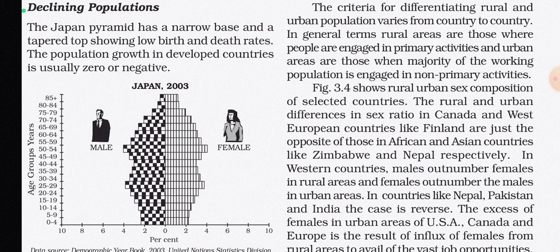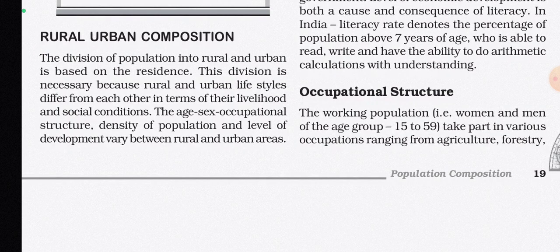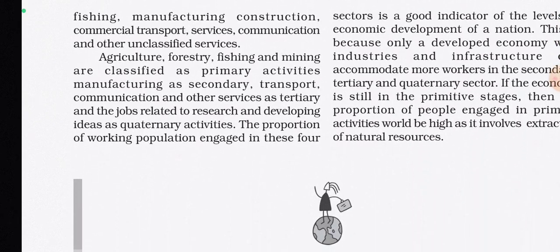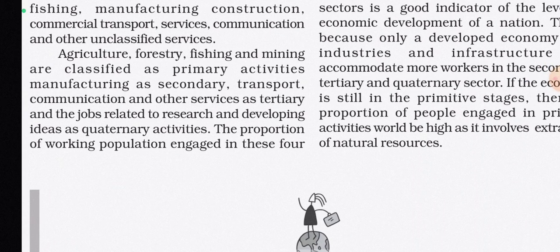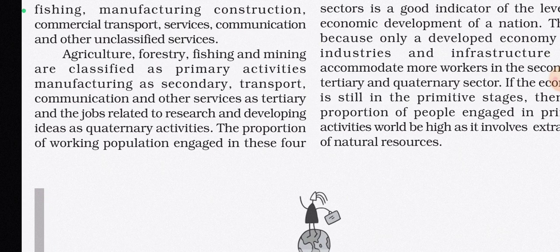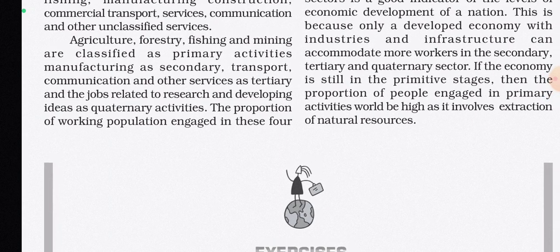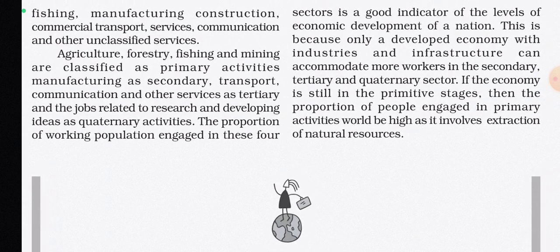Occupational structure. The working population, that is women and men of the age group 15 to 59, take part in various occupations ranging from agriculture, forestry, fishing, manufacturing, construction, commercial, transport services, communication and other unclassified services. Agriculture, forestry, fishing and mining are classified as primary activities, manufacturing as secondary, transport, communication and other services as tertiary, and the jobs related to research and developing ideas as quaternary activities.